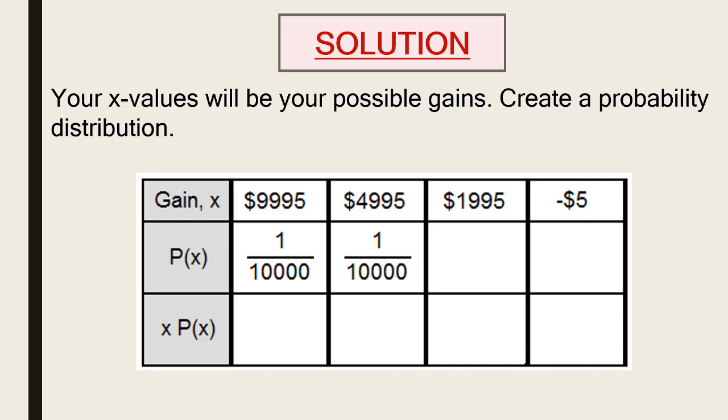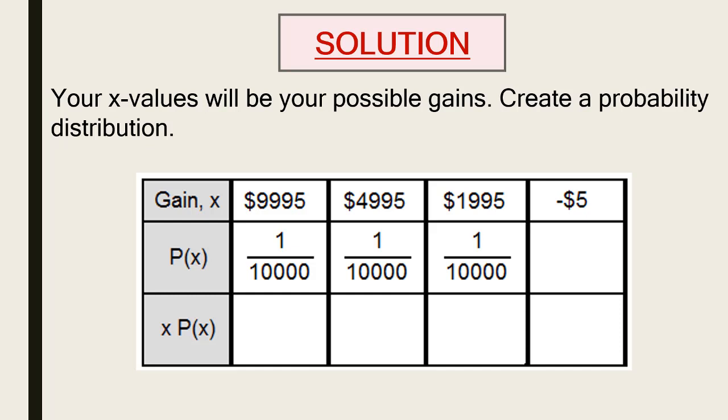Right? So we don't know that this prize is drawn first and that one's drawn second. All we know is that 1 out of the 10,000 tickets will win each one of those prizes. And 1 out of the 10,000 tickets wins the $19.95 gain. So we see those probabilities are all pretty much the same. But the probability of having a losing ticket is not the same as the probability of having a winning ticket.